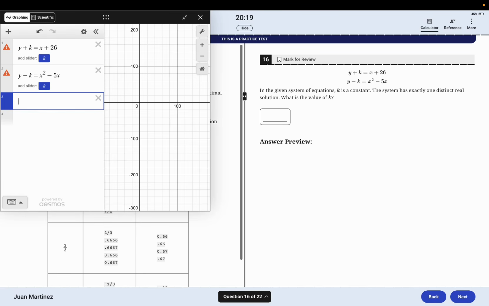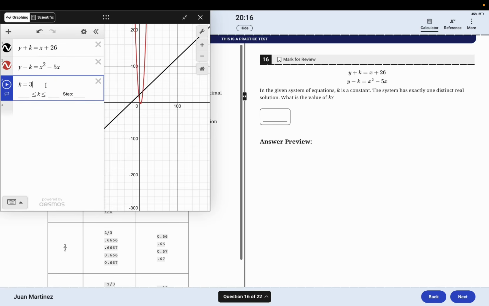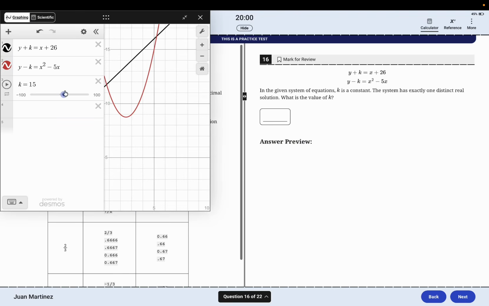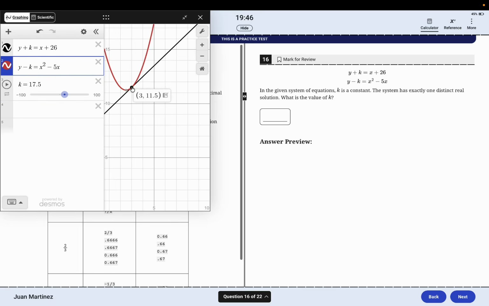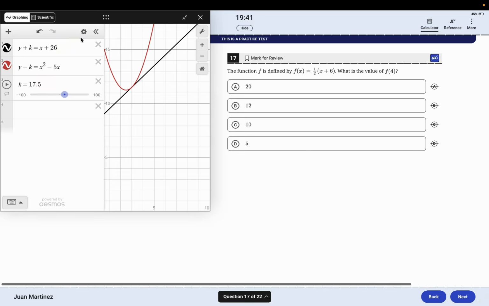Now let's just set a slider to k. Let me see if I graphed it. Yeah. So now we just want to move it. Let me change the boundaries real quick. Let me zoom in real close here. So it looks like it's in between 17 and 18. So let's try 17.5. Oh yeah. It's 17.5. So yeah. Moving on from that one.